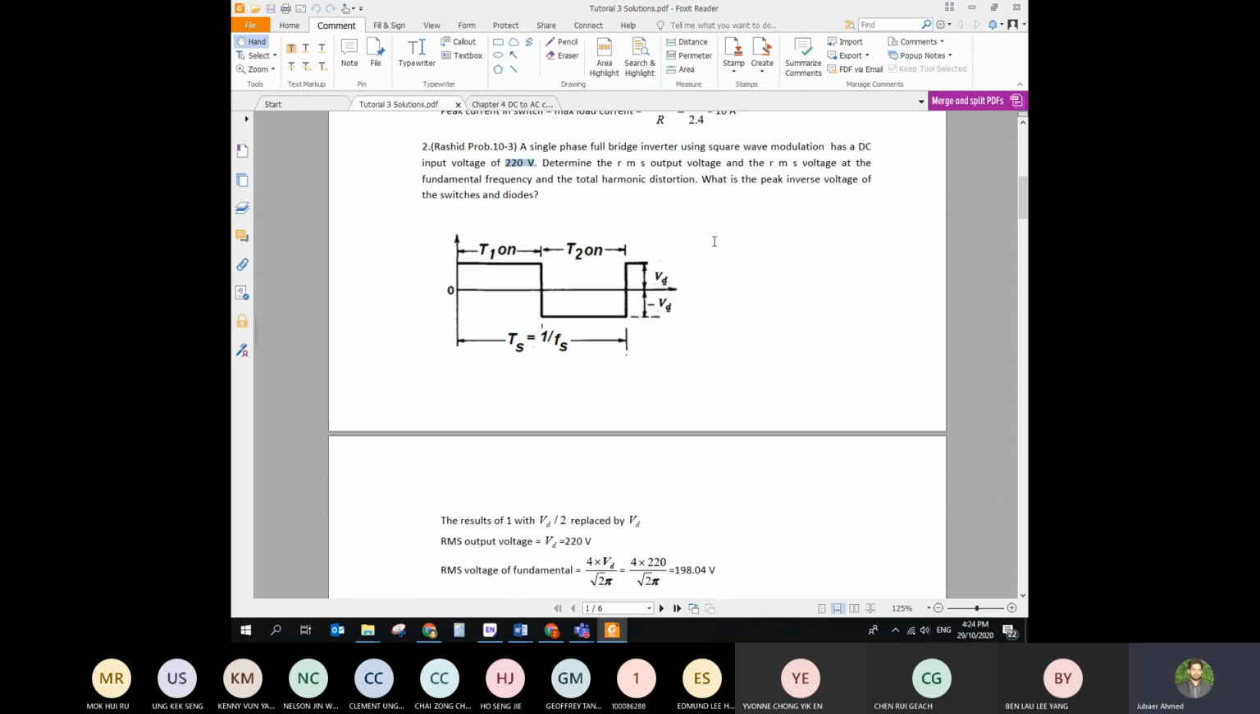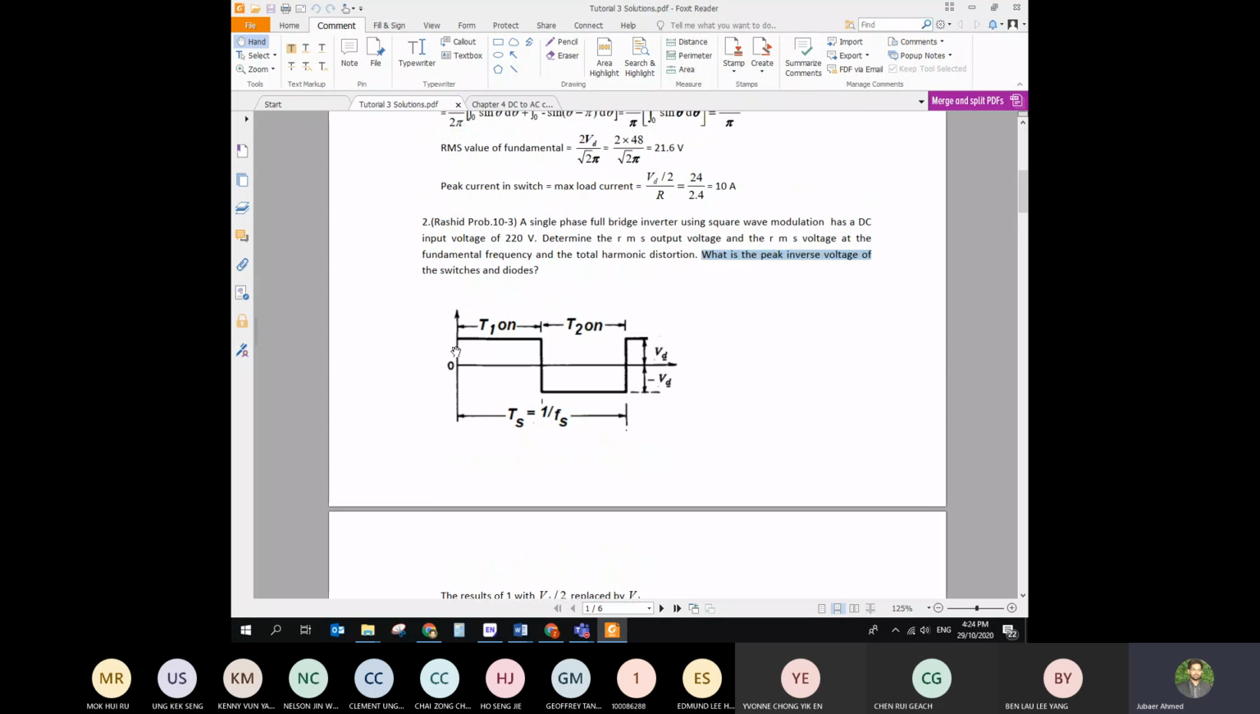Determine the RMS of the output voltage and the RMS at the fundamental frequency, just like we did before, and the total harmonic distortion, THD. Total harmonic distortion means the voltage from the harmonics divided by the voltage from the fundamental. What is the peak inverse voltage of the switches and the diode? So how much inverse voltage do you have to apply to the diode?